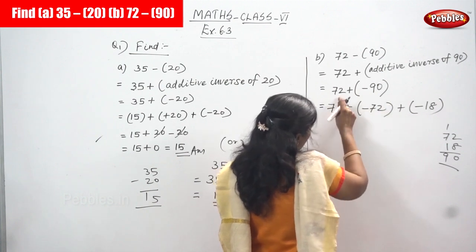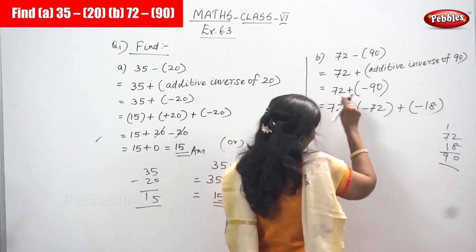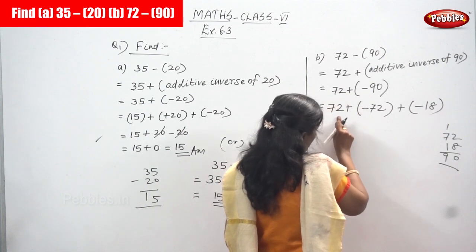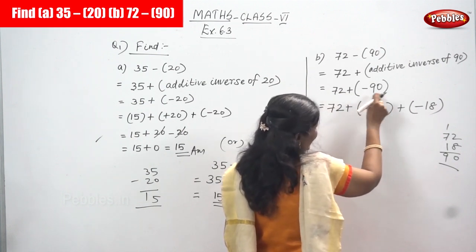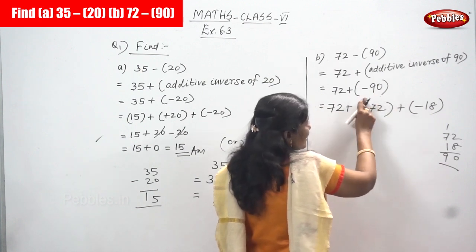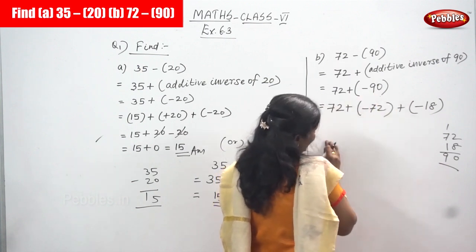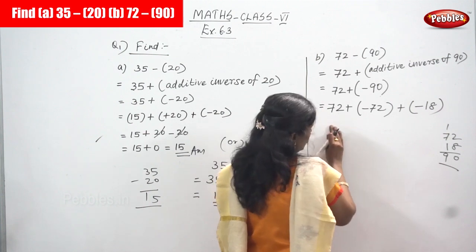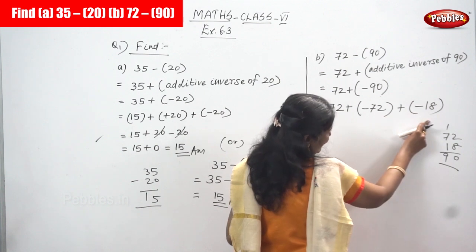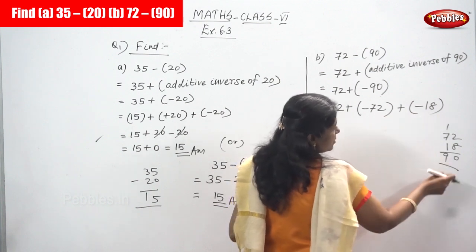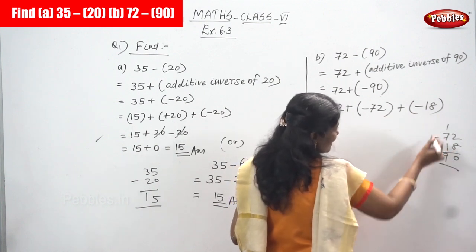Then after that, 72 plus, I have taken the first integer, positive integer 72, plus the second value, minus 90. So minus 90 I am going to split according to the first positive integer, that is 72. So minus 90 I split as minus 72 plus minus 18. So 72 and 18, if you add, you get minus 90.